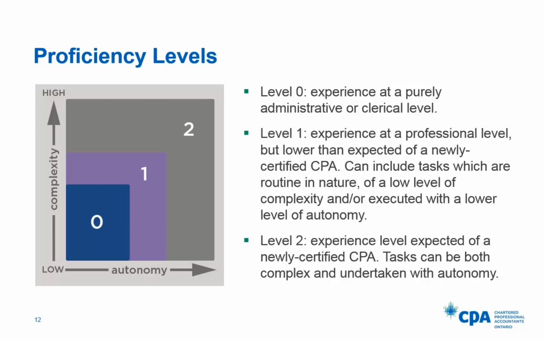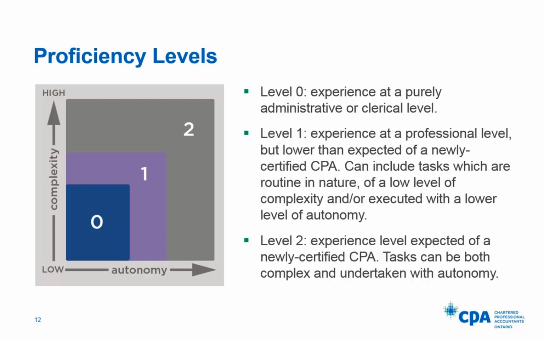So when we say low complexity, we're talking about basically something that only has one factor or one element, or maybe two, that you're looking at. So it's pretty simple and straightforward. And if you're able to do that task independently, that would still mean you're at a level 1 and you haven't quite got to the 2 yet. You really need to have a really complex task as well as doing it independently to get to the level 2.